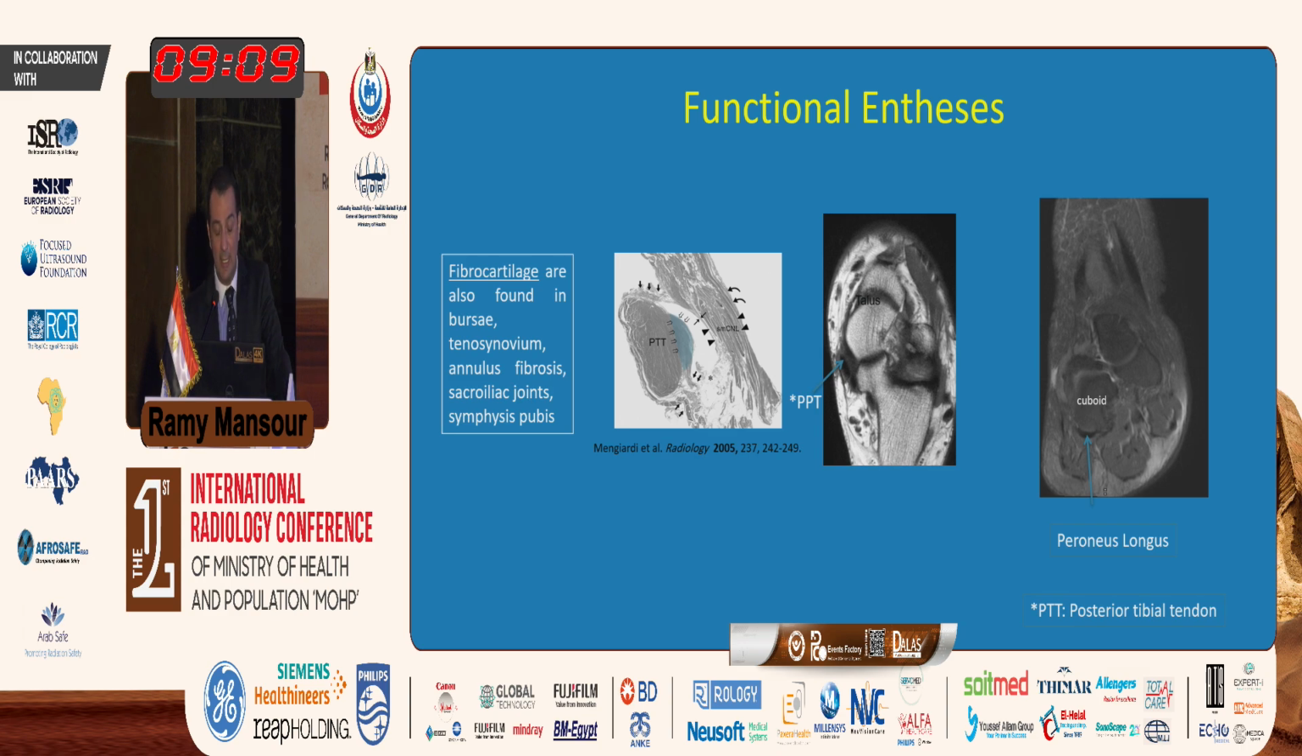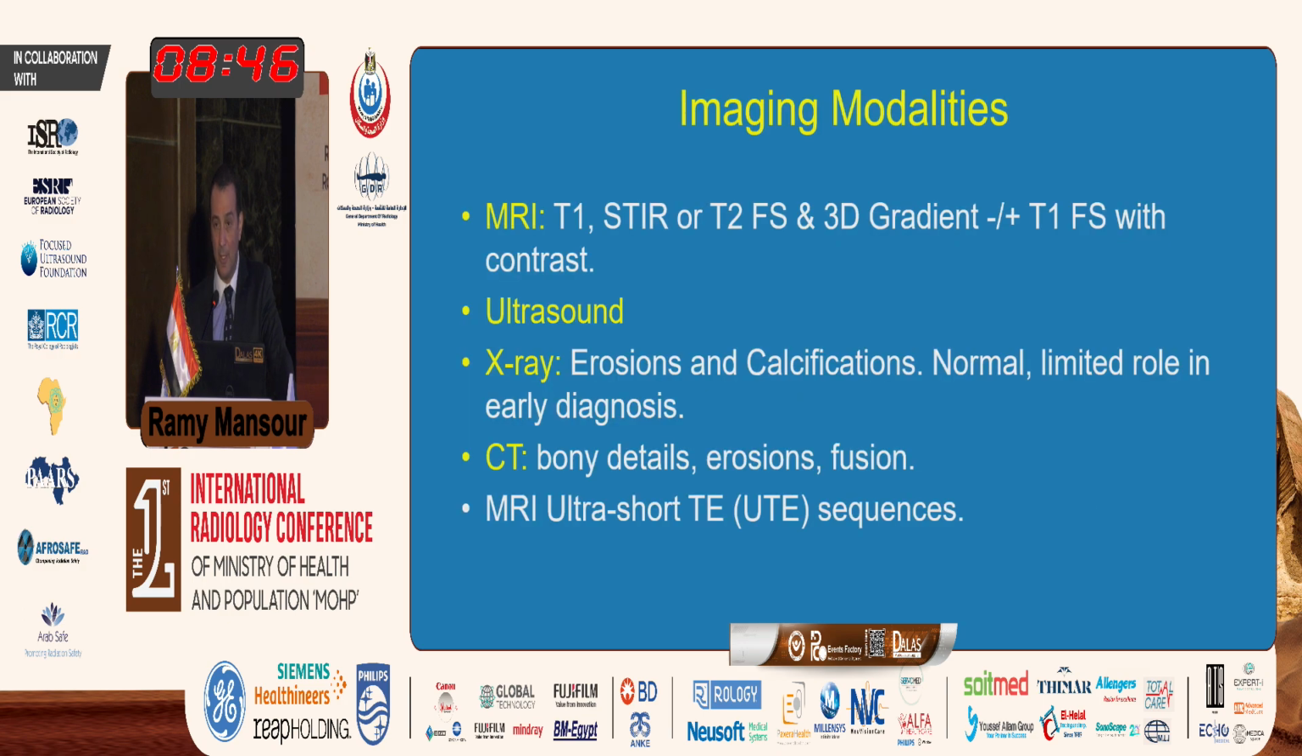And we can see the most popular place is where the posterior tibial tendon is very close to the spring ligament. You can see this structure I highlighted in blue, which is where you see the fibrocartilage. And you can see the peroneus longus tendon wrap around the calcaneus, because these areas are also considered functional enthesis. So these are the potential places to see active peripheral enthesopathy.